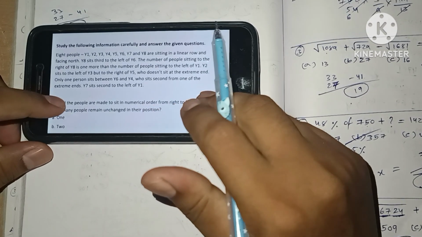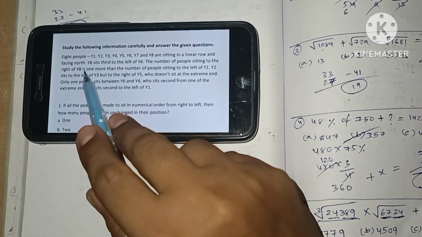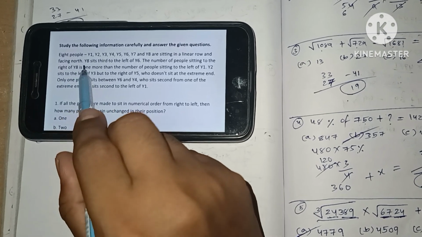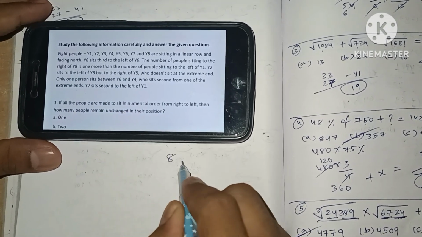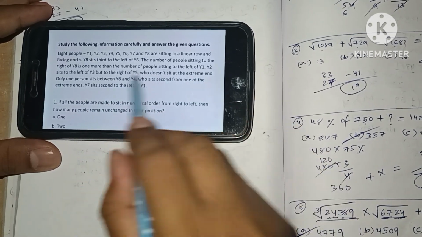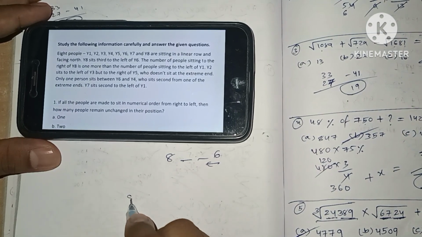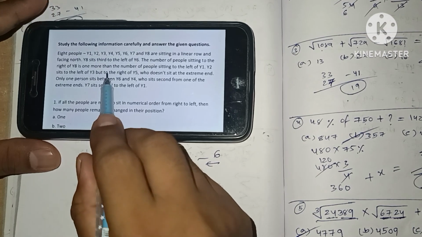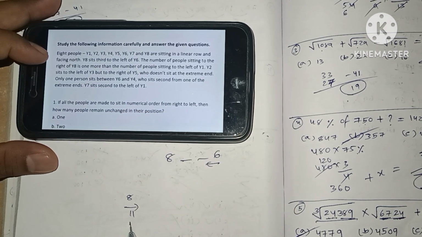So let's see this puzzle. 8 people are sitting in a linear row and facing north. 8 sits third to the left of 6. The number of people sitting to the right of 8 is equal to 1 more than the number of people sitting to the left of 1.